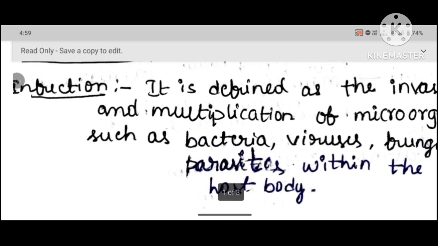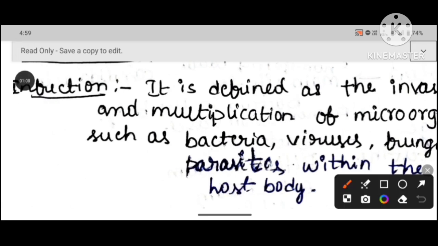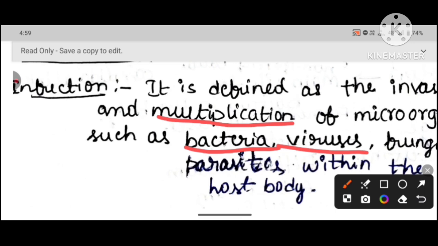Then infection. Infection is defined as the invasion and multiplication of microorganisms such as bacteria, viruses, fungi, and parasites within the host body. So the invasion is generally followed by infection. After the microorganism occupies a specific site and settles itself inside the host body, it generally multiplies in number in order to cause infection.